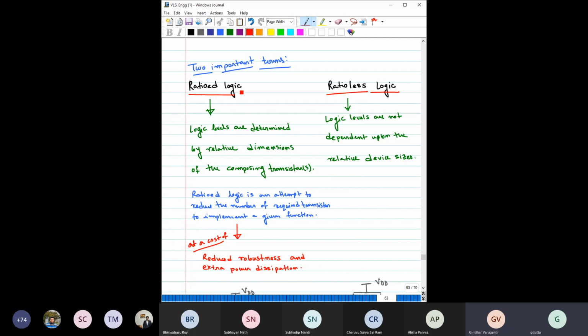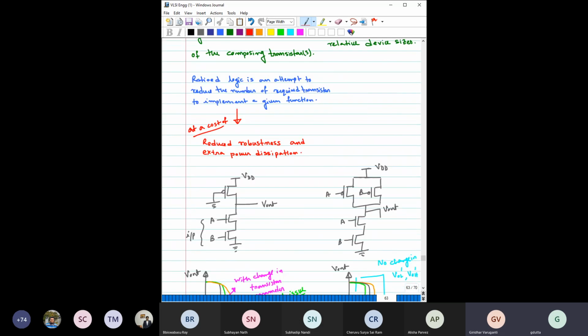These two terms are ratioed logic and ratioless logic. So what do I mean by ratioed logic? Ratioed logic means the logic levels are determined by the relative dimensions of the composing transistors. I will give you an example and then it will be very clear. Ratioless logic is where, in this type of logic design, the logic levels are not dependent upon the relative device sizes. Let us first go to the example and then we'll come to the discussion.